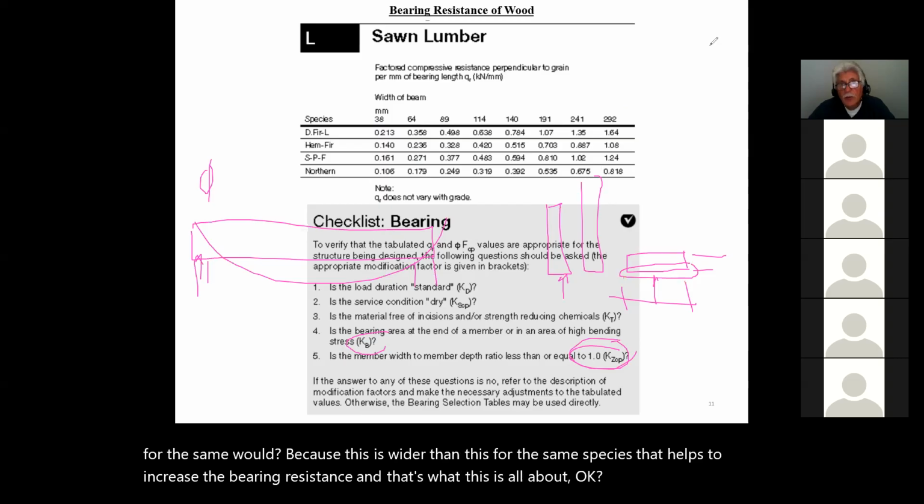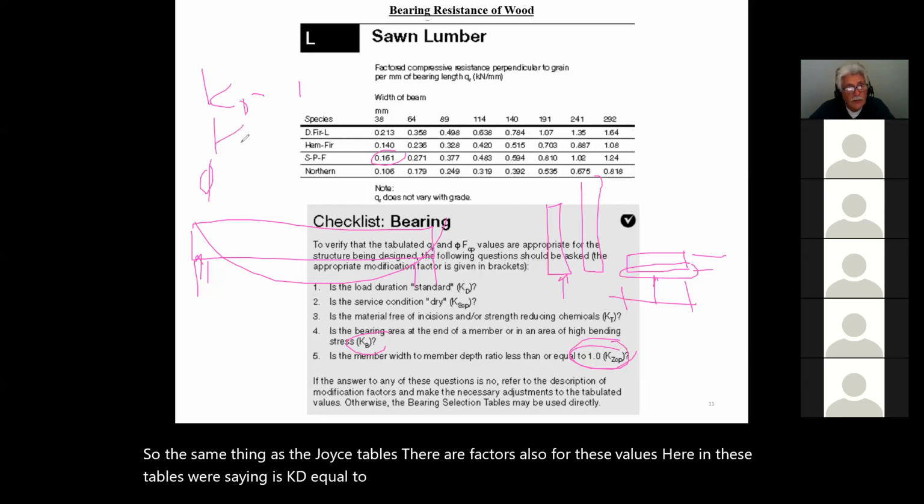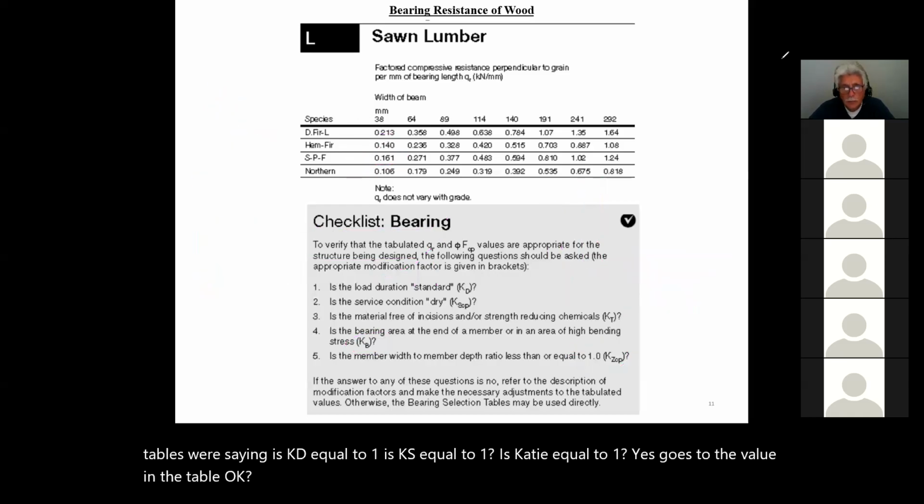So the same thing as the joist tables, there are factors also for these values here in these tables. So they're saying, is KD equal to 1? Is KS equal to 1? Is KT equal to 1? Yes, yes, yes. Go use the value in the table.